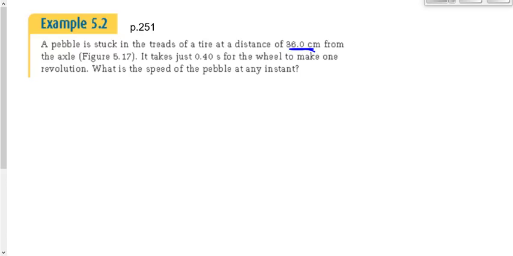This is essentially the same thing, except it's a pebble that just happens to be stuck in the tire as opposed to something that we're planning, like a bike computer. All right, what's the speed of the pebble at any instant? What do we have here? R is 0.360 meters. We want to be in meters. T is 0.40 seconds. What's that? The time that it takes to make one revolution. Is that the frequency or is that the period?